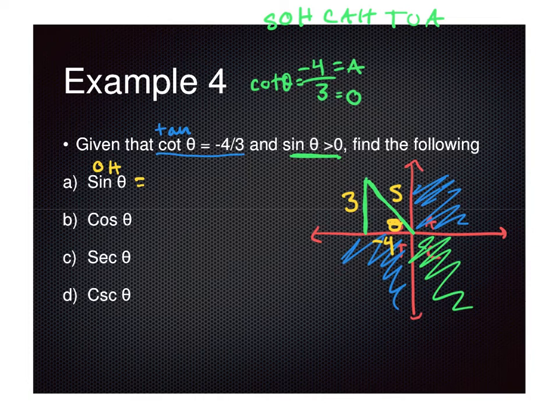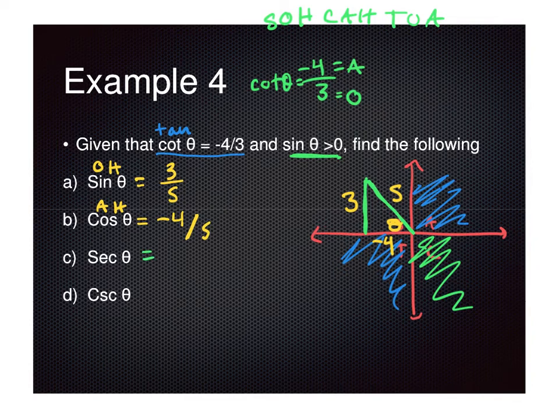So we have 3/5. In the second quadrant, is sine positive or negative? It's positive, so we just leave it as 3/5. Next for cosine. Cosine is adjacent over hypotenuse. So what's our adjacent? -4. What's our hypotenuse? 5. In the second quadrant, cosine is negative, so we're good, -4/5.